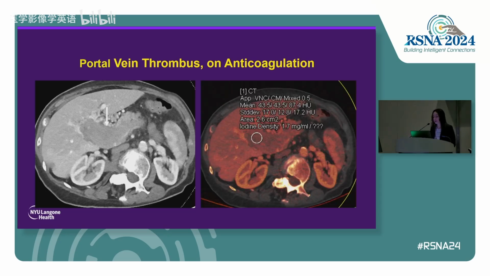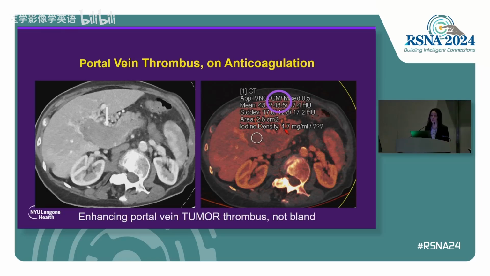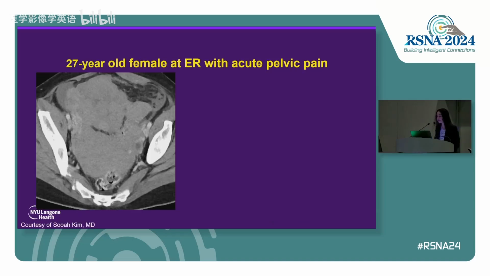Well, here's the iodine overlay, and you can see that there's quite a bit of color within this thrombus. It has an iodine density of 1.7, and it has 44 Hounsfield units enhancement. So this is actually enhancing tumor thrombus. It's not bland, and it was until this dual energy CT that the patient was clearly being completely mismanaged. So after this CT, they biopsied the thrombus, and it was an acinar cell cancer of the pancreas.